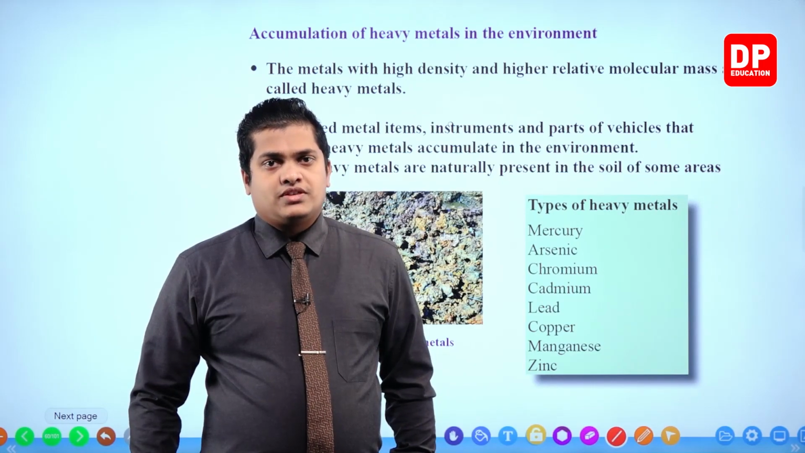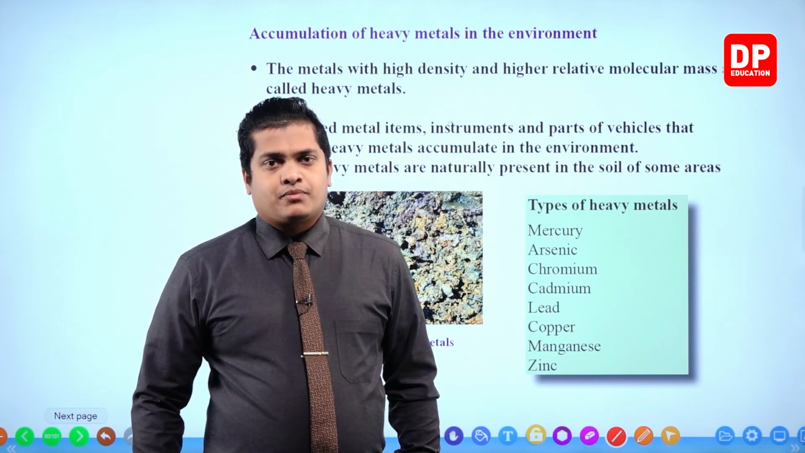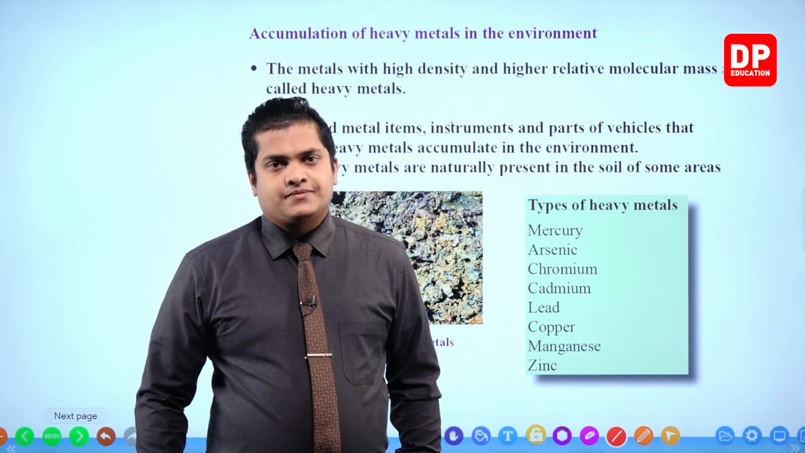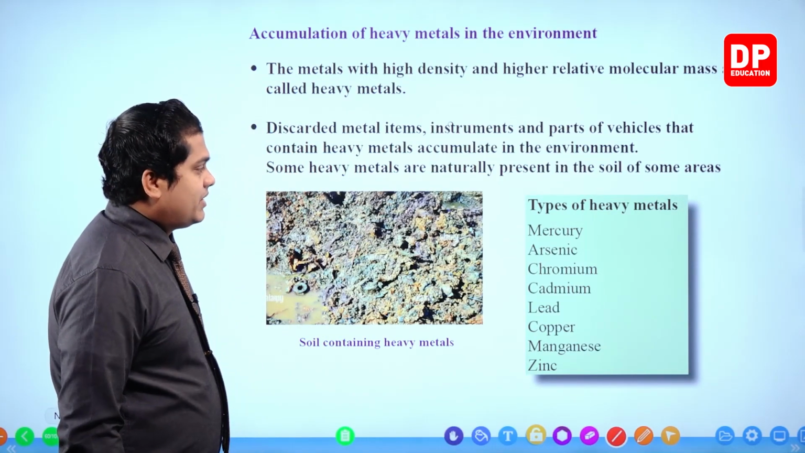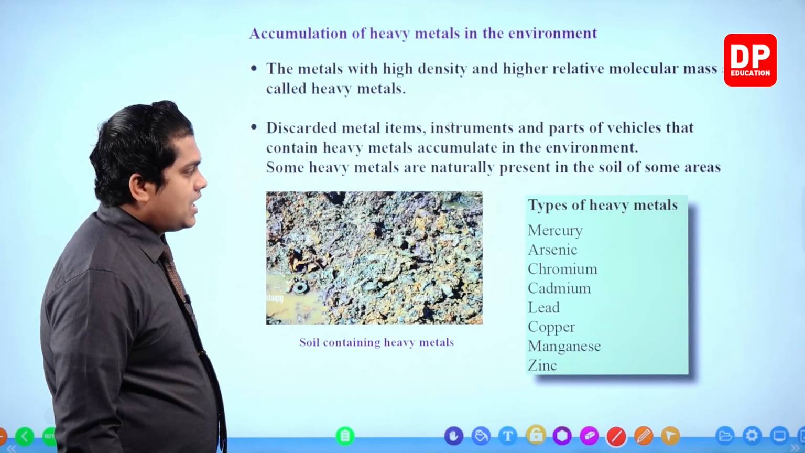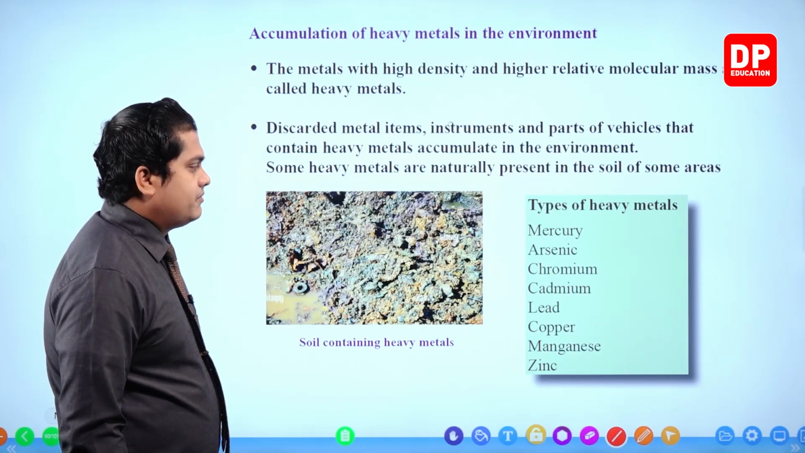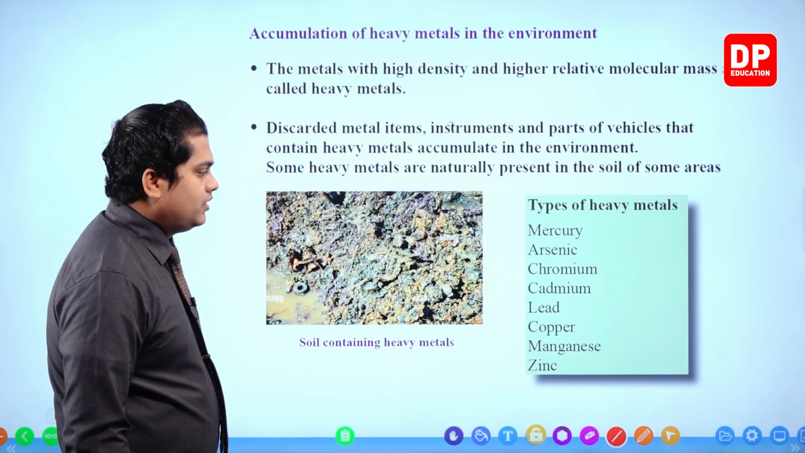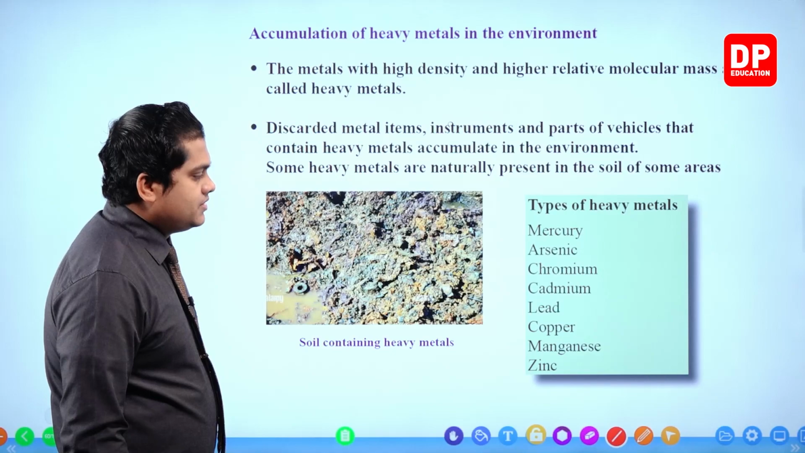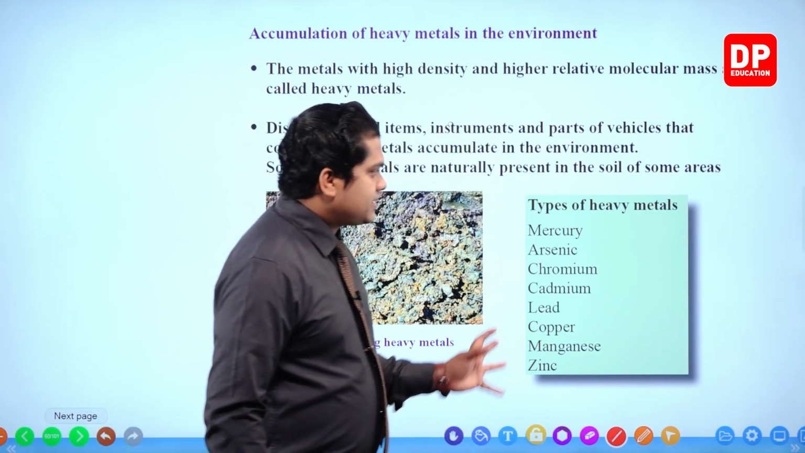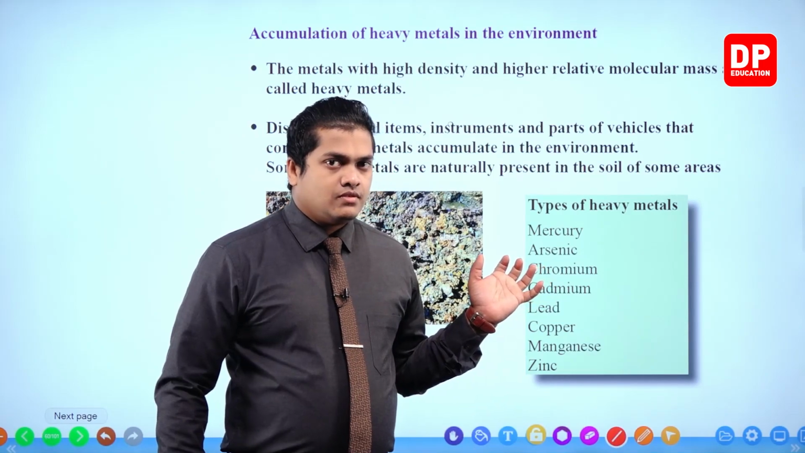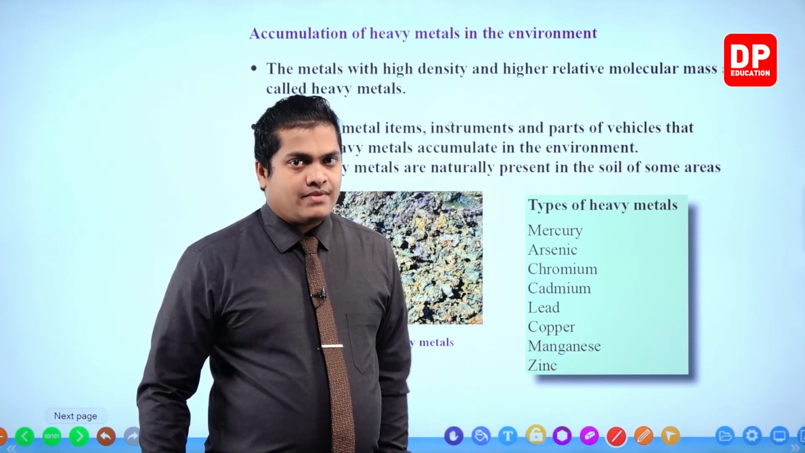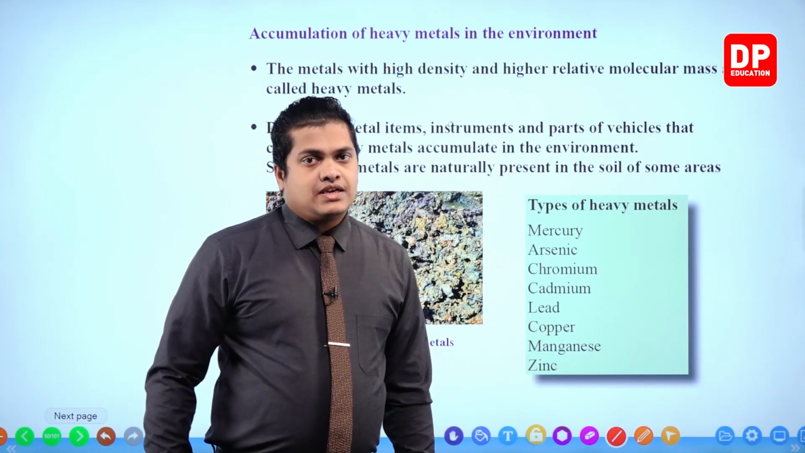And failures of organ systems will also create different health problems in human beings as well as other organisms, right? Especially in animals. So, types of heavy metals are given: mercury, arsenic, chromium, cadmium, lead, copper, manganese, zinc. These substances are referred to as heavy metals. Why is that? Because they have a high density and a greater relative atomic mass. Okay, so therefore, these things are heavy metals.